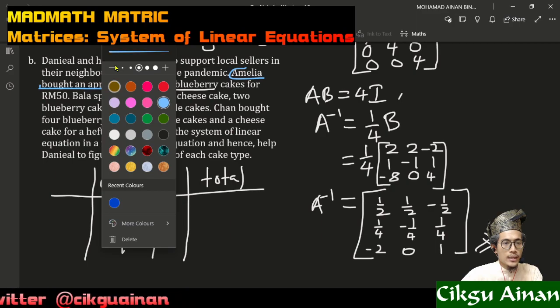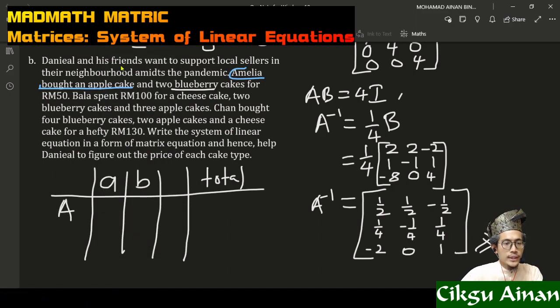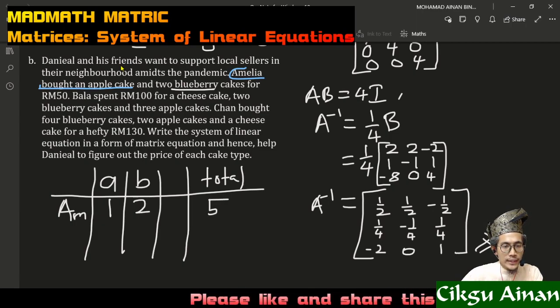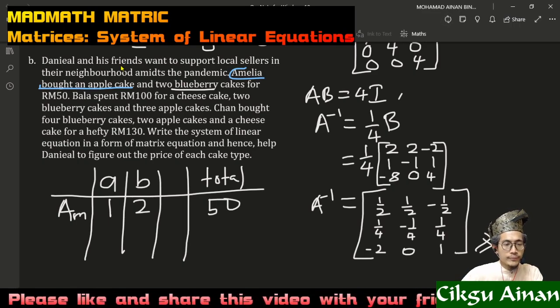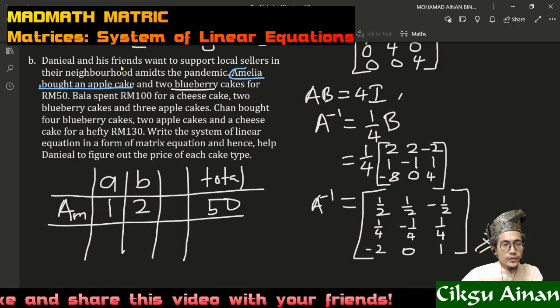Where to write Emilia? Okay, Emilia goes over here. So how many apple cakes? 1 apple cake and 2 blueberry cakes for 50 ringgit. She doesn't buy the third one. That's fine. Now let's move on to the next person.